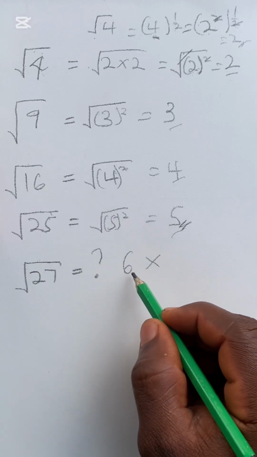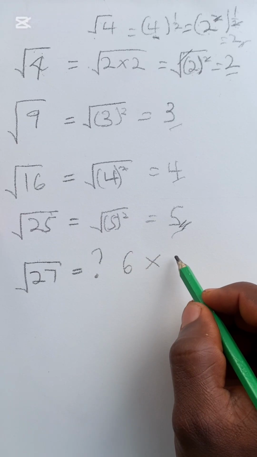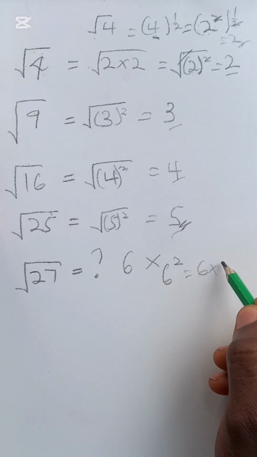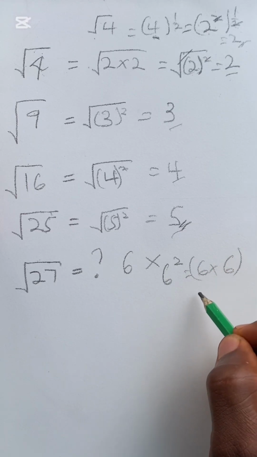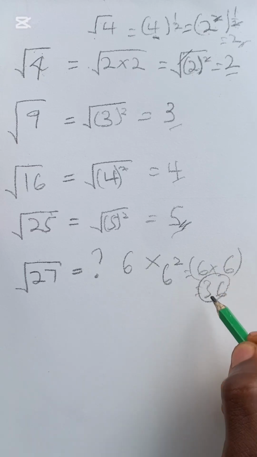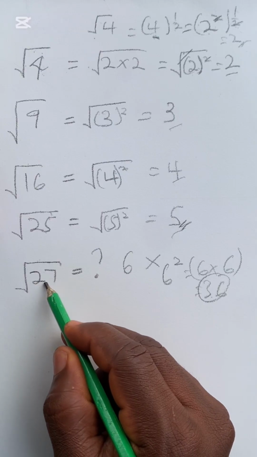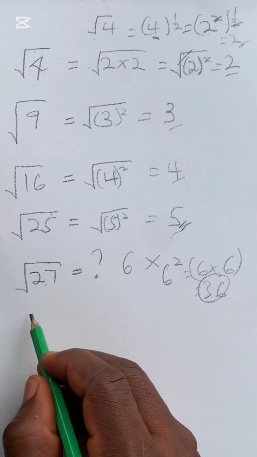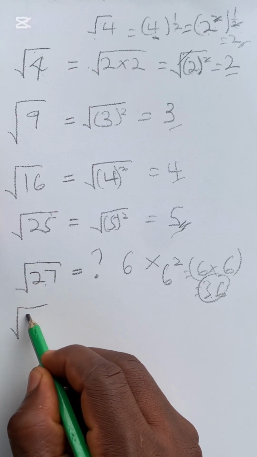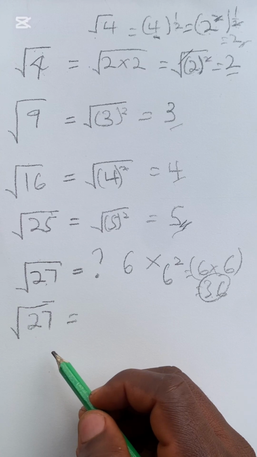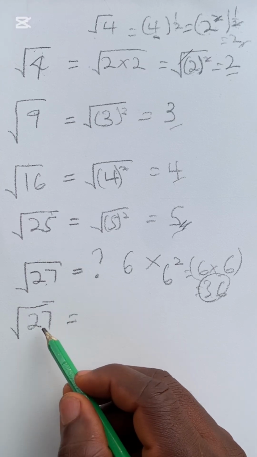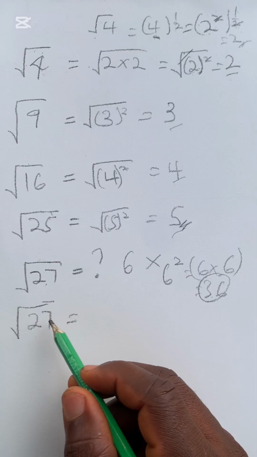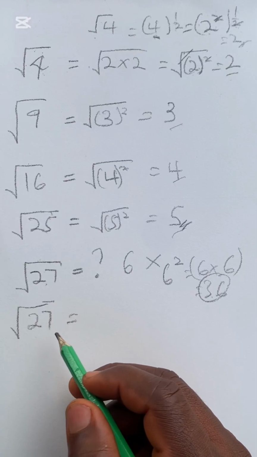Because 6 squared, let's see, 6 squared is what? 6 times 6, which is 36. So 36 is bigger than 27. So how are we going to break 27 down? Here's the trick. 27, we can break it down by expressing the number as a product of two numbers, of which one number is a perfect square number.